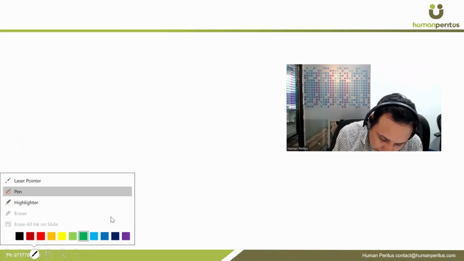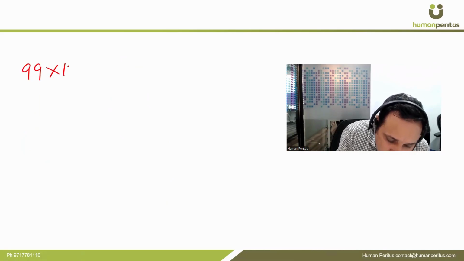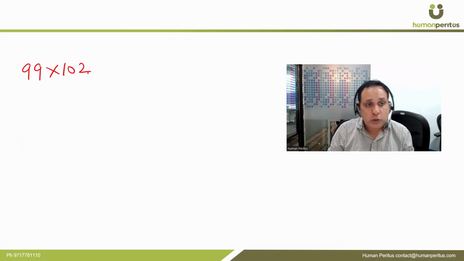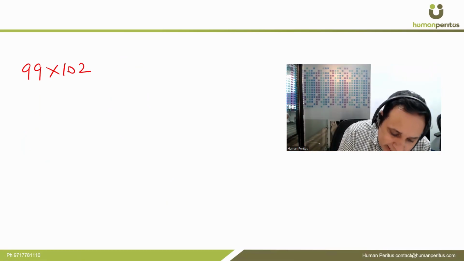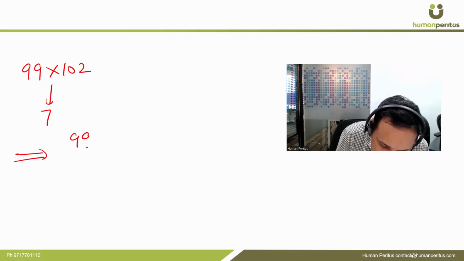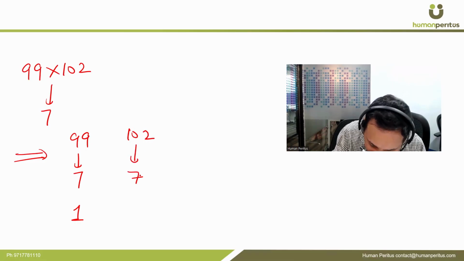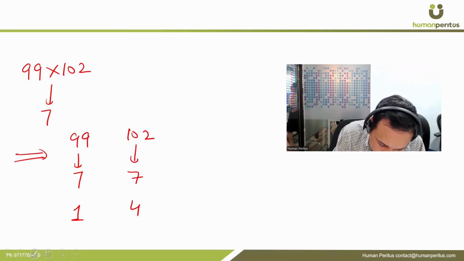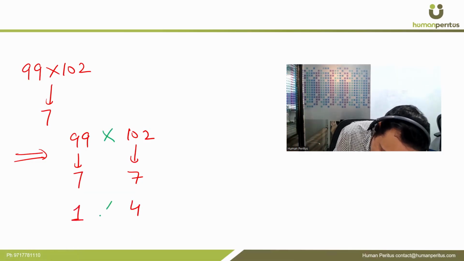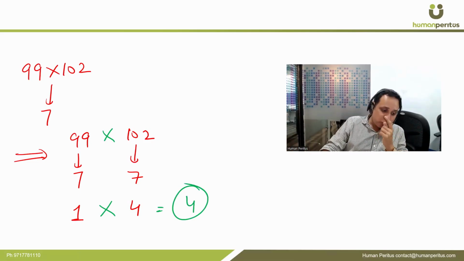Suppose I had to find the remainder of a number, 99 into 102. It's a very large number. I had to divide this number by 7. So guys, how can I solve this question? 99 divided by 7, I get remainder to be 1. Then 102 divided by 7, I get remainder to be 4. And because it's multiplied, multiply here also. So 4 into 1, 4 is my answer. Remember this thing, guys. It's very, very powerful.